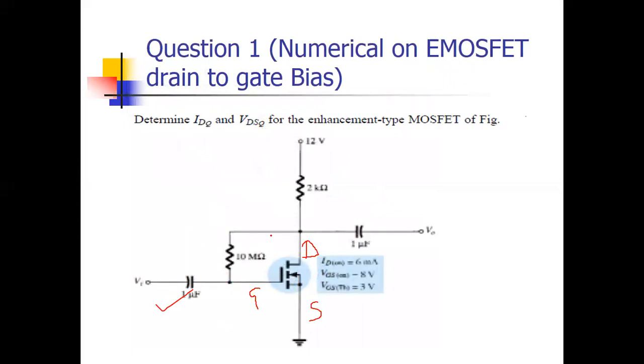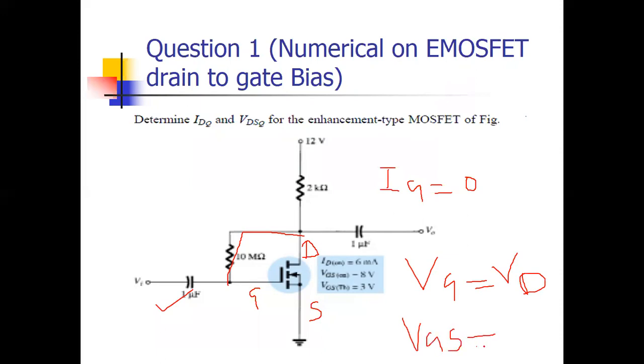If we apply KVL in the left side, remember in all types of FET, gate current is always zero. We never take any type of gate current. If gate current is zero, then drop across this is zero, meaning this is like a short circuit. Whatever voltage at gate, that is equal to that at drain. So VG equals VD in this case, or we can say VGS equals VDS. If you have found VDS, then it is equal to VGS. If you have VGS, then it is equal to VDS. So you have to find out one value.